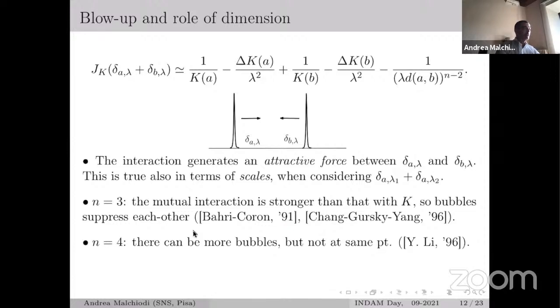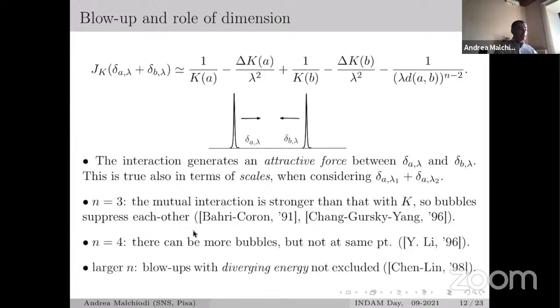In dimension 4, there can be more bubbles, actually finitely many, but not at the same point. In dimension 4, this term is still of order 1 over lambda squared, so comparable to these ones. But since you also have the distance at the denominator, if the distance becomes very small, then this term is again dominating. So in 4 dimensions, there can be more bubbles, but not too close. While in larger dimensions, blow-ups with diverging energy are not excluded.